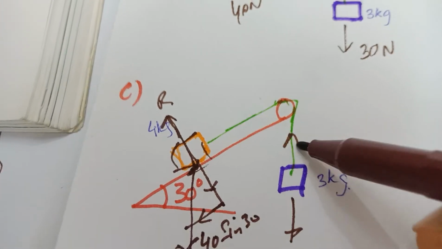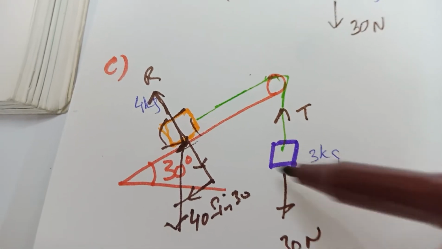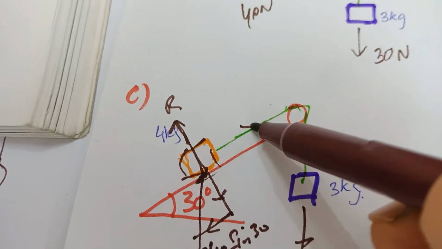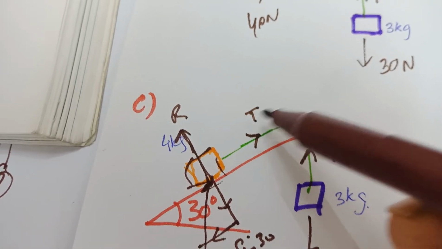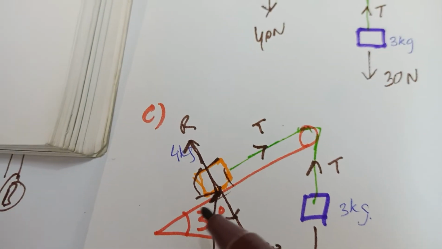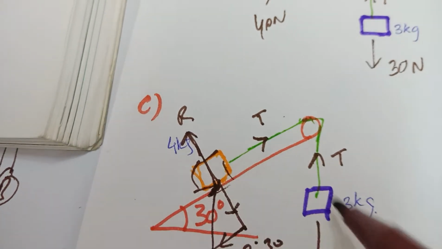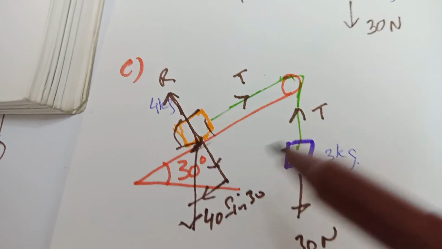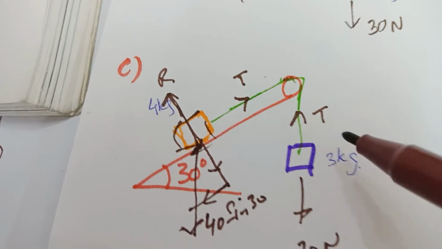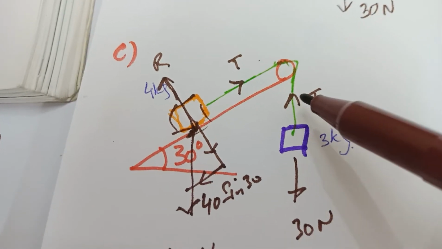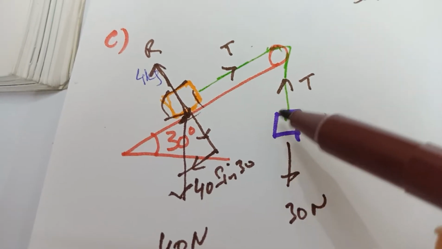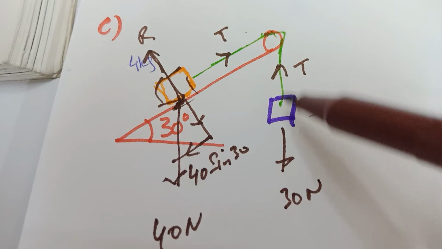Here is the tension which is stopping this 3 kg block from going down to the ground, and here is this T over here. Both of these two particles are at rest, they are not moving. So first of all, I should be allowed to say that this T is equal to 30. Guys, there is a state of equilibrium, so upward force equals downward force.